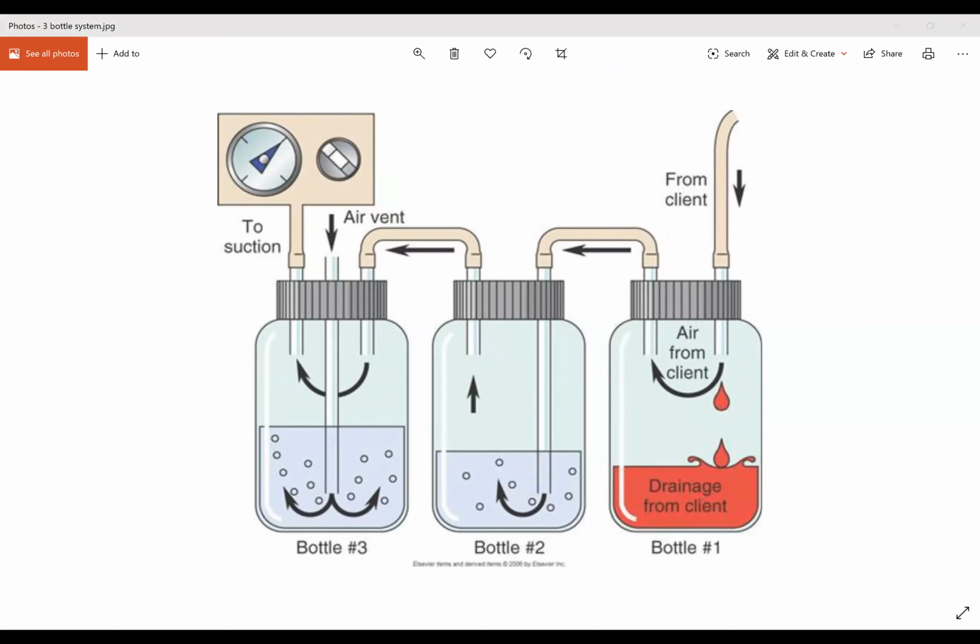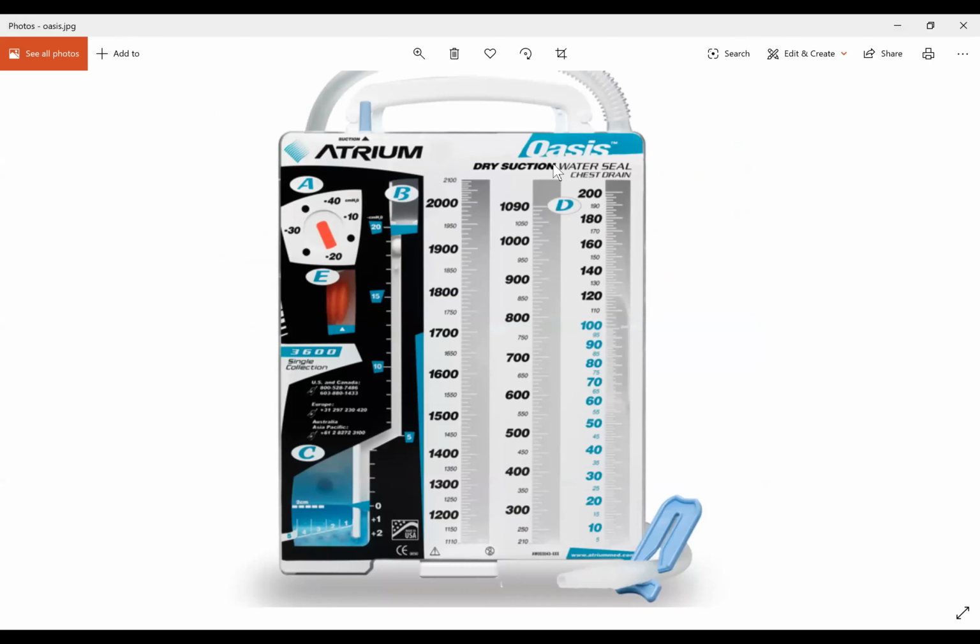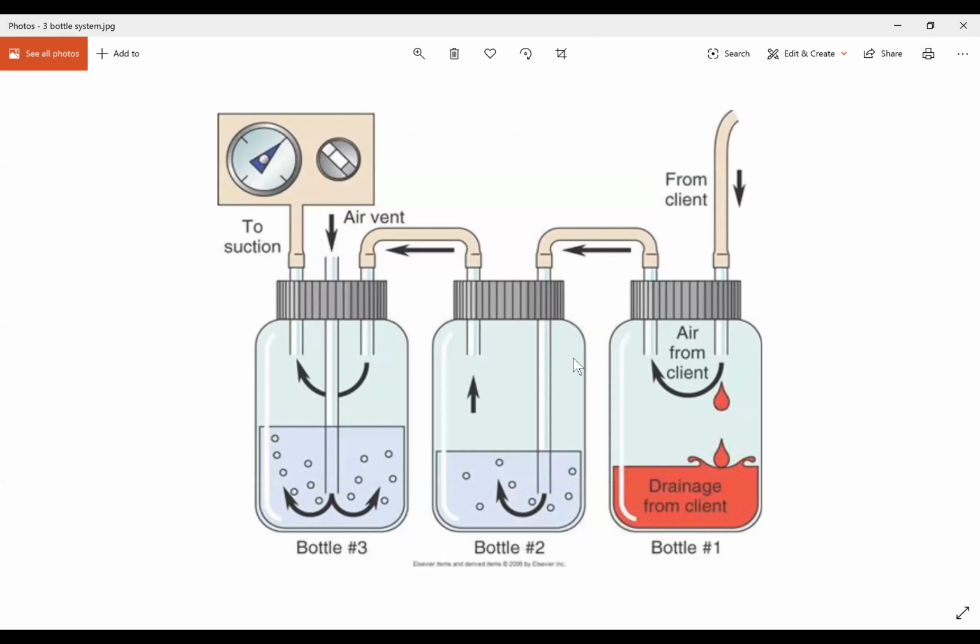Can you see this picture of Atrium Oasis? This is now the packaged commercial product. It's now disposable. Or this one, this is a wet setup. Here is the Atrium Oasis. This is now the commercial product. But the system is still based on the 3-bottle system.